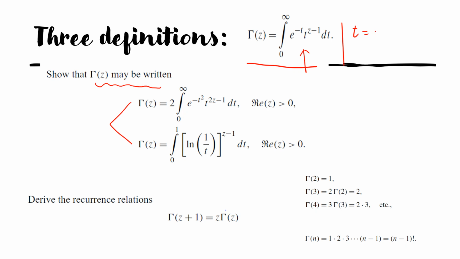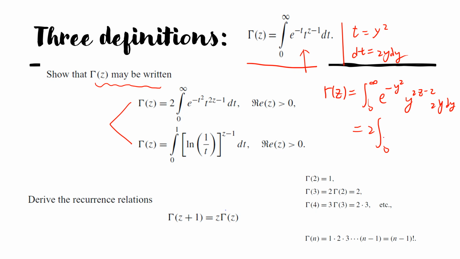I can let t be y squared. So the gamma of z will be the integral of exponential minus y squared, y to the z minus 1, and dt is 2y dy. So this is very easy, 2y dy. And so this is 2 times the integral of exponential minus y squared, y to the 2z minus 1 dy. Then we just change this y back to t. So this is the first variant.